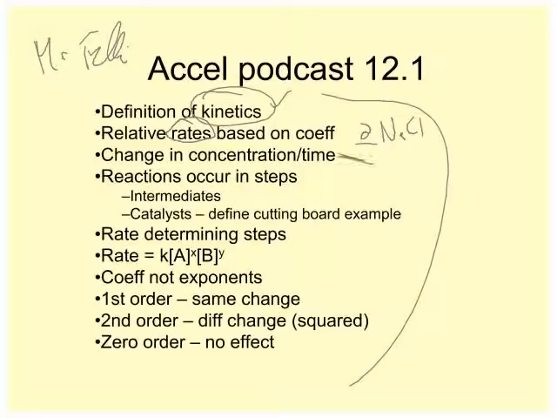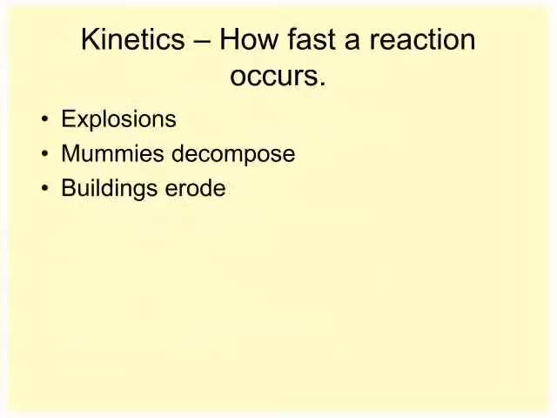We're going to look at rates in terms of change in concentration over time, looking at how reactions occur in steps, what an intermediate would be, how catalysts look in this type of examination, define and look at rate determining steps, look at the new equation for the rate law, and then look at graph interpretation, which is kind of the beastie of this part. So let's go ahead and hop into that.